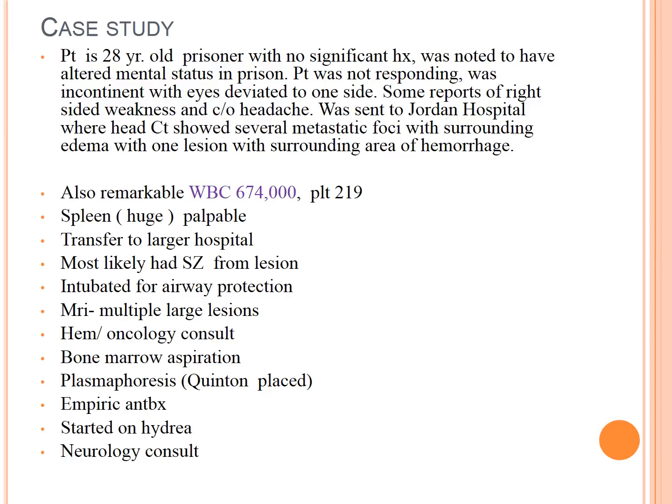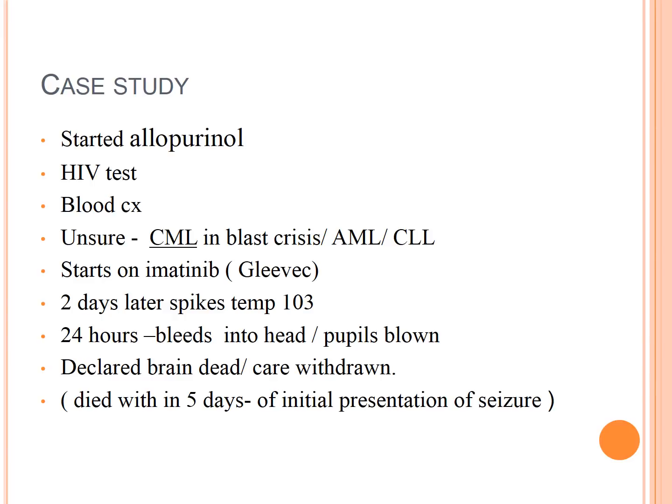He was also started on antibiotics, started on hydroxyurea, and a neurology consult was placed. Allopurinol. So remember, what is allopurinol for? That's the uric acid. And why does uric acid circulate in the body with leukemia and chemotherapy treatment? Well, because the white blood cells are being destroyed, and when they're destroyed, they release uric acid.